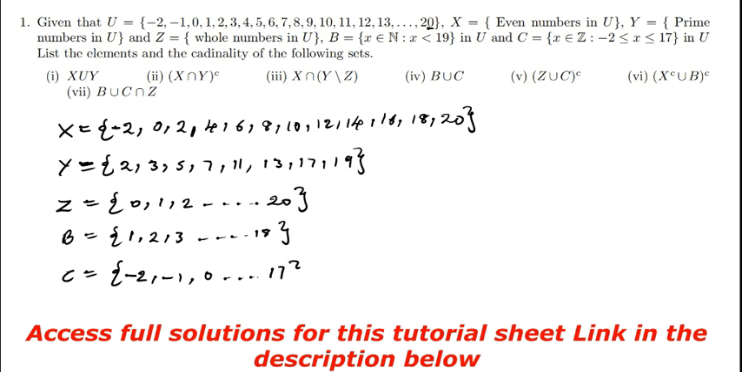So all the way up to 17. These are the sets which we have. Now that we have listed the sets, we can answer these questions.